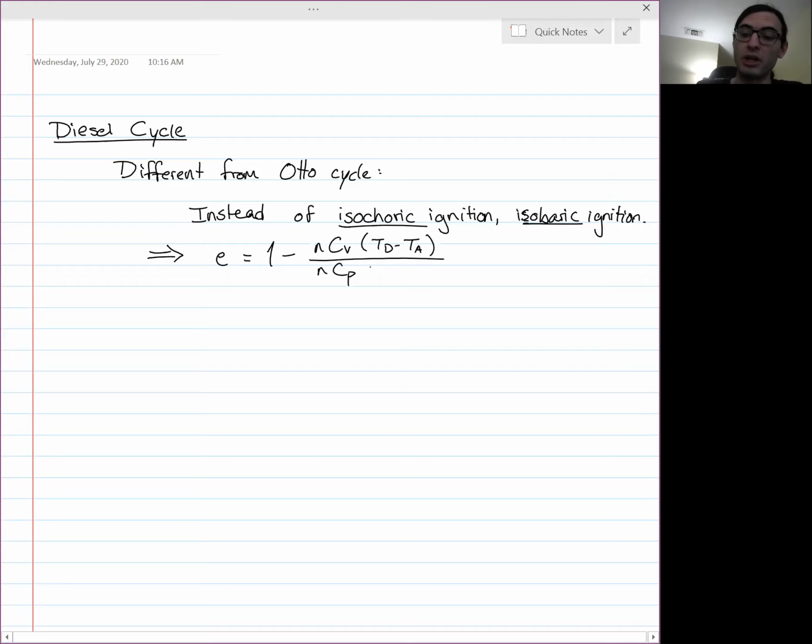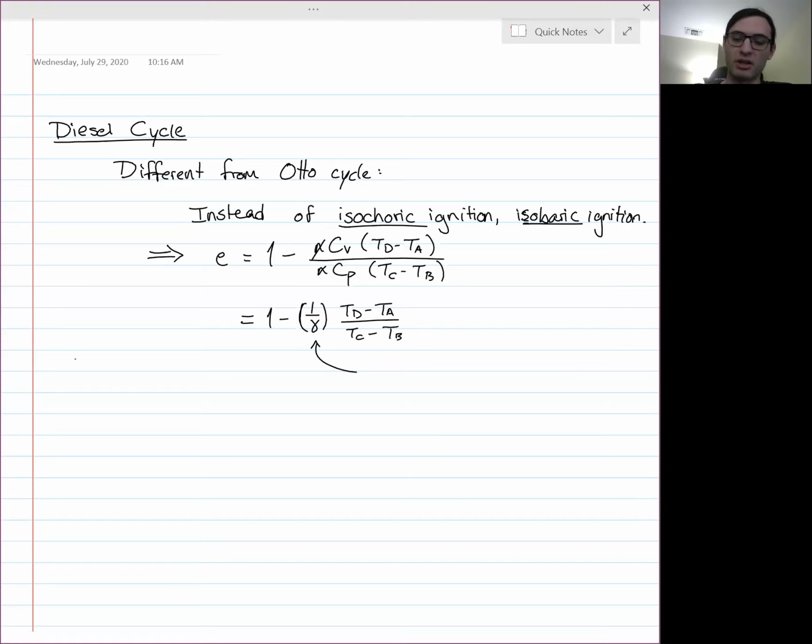So we have nCP, TC minus TB. And so we can do some simplifying, the n's cancel. CV over CP is just 1 over gamma. So this is just 1 minus 1 over gamma times TD minus TA over TC minus TB. Now this is very close to the same formula as we had for the Otto cycle, at least part of the way.